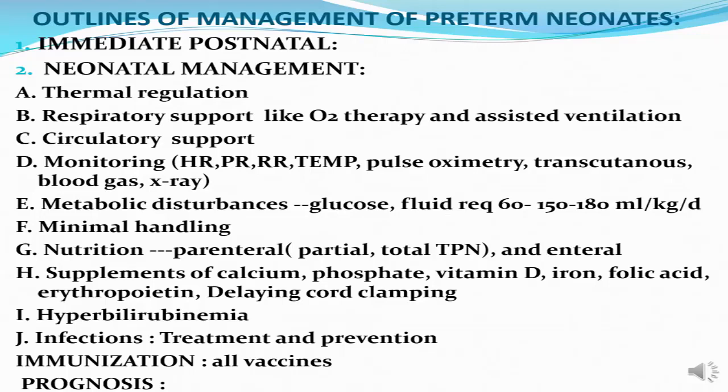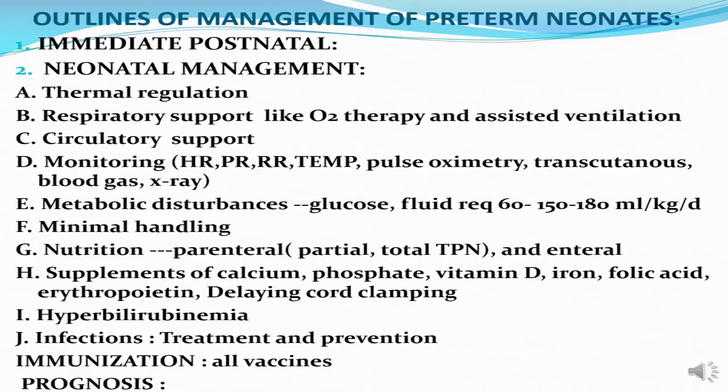Monitoring of heart rate, respiratory rate, pulse rate, temperature, the use of pulse oximeter, transcutaneous monitoring, and blood gas analysis, especially in cases of severe preterm with severe RDS on mechanical ventilator. Chest X-ray is needed to diagnose pneumonia, RDS, or to check the tip of the endotracheal tube in the trachea, or the umbilical vein or umbilical artery catheter. Metabolic disturbances also need to be monitored and diagnosed and treated early, especially hypoglycemia.